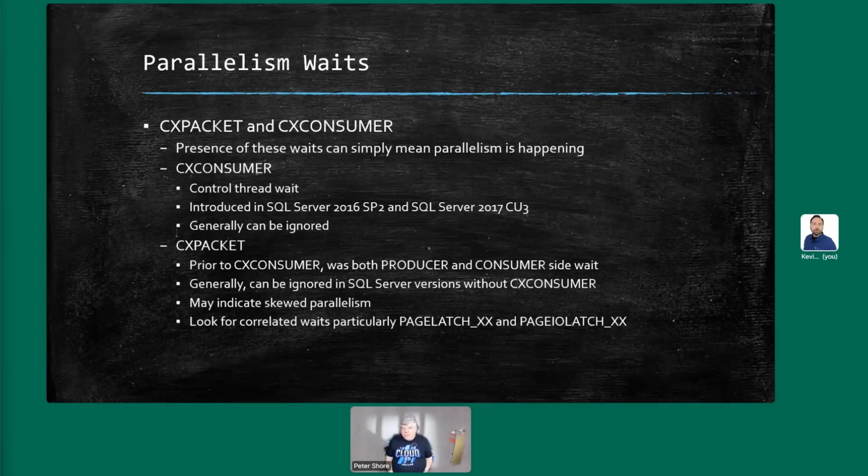CXCONSUMER is the control thread wait, but we don't see this wait type until SQL Server 2016 SP2 or SQL Server 2017 Cumulative Update 3. And it can generally be ignored. There are some very specific situations, which I believe Erik Darling has blogged about, where you can't ignore it, but they are very specific situations, so I'm not going to talk about them today.